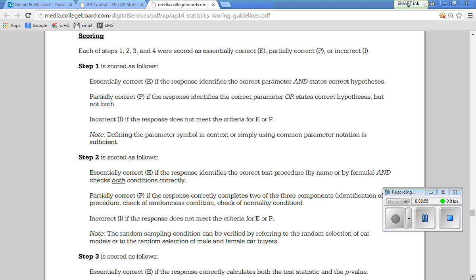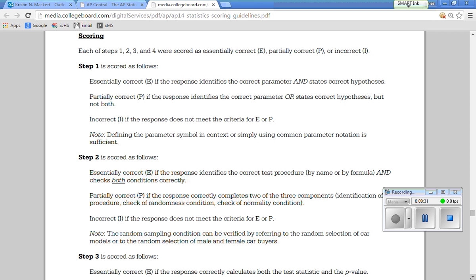So step 1. It's essential if you identify the correct parameter and hypothesis. What do you think they mean by parameter? The mu. You had to use mu and not x bar, right? So that's what they're looking for. Did you use the correct parameter? And the hypothesis was the difference of the means was 0 as the null, and that the difference was greater than 0 as the alternative. Partial if it was the correct parameter or the hypothesis, but not both.